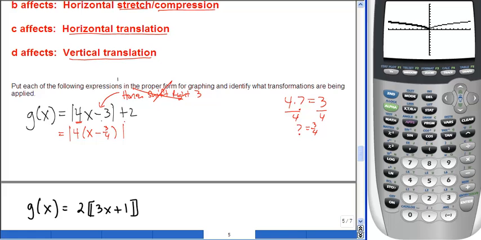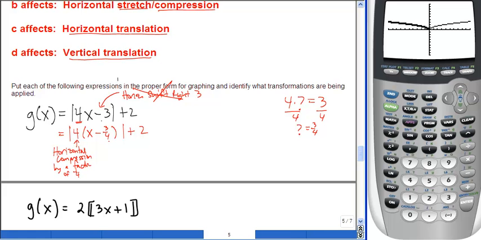Now you're saying, well, why do I need to do this? Well, the reason you need to do this is because then this 4, because it's on the inside, that's a horizontal change, and because it's bigger than 1, it's actually going to be a compression. So this is going to cause a horizontal compression by a factor of 1/4.